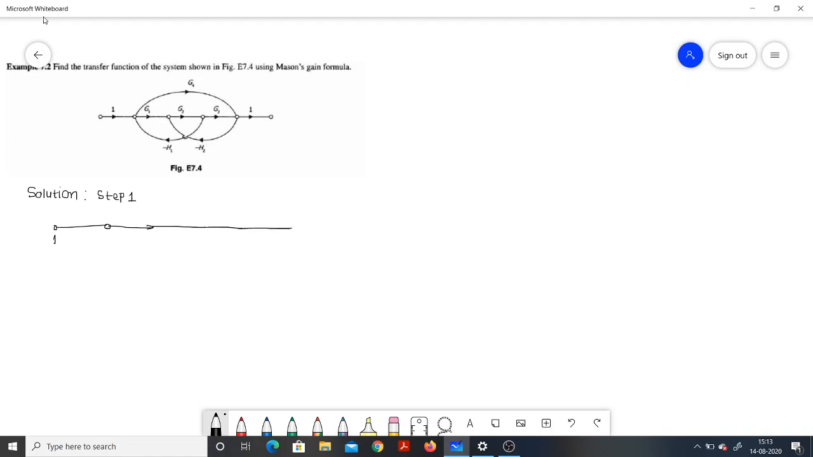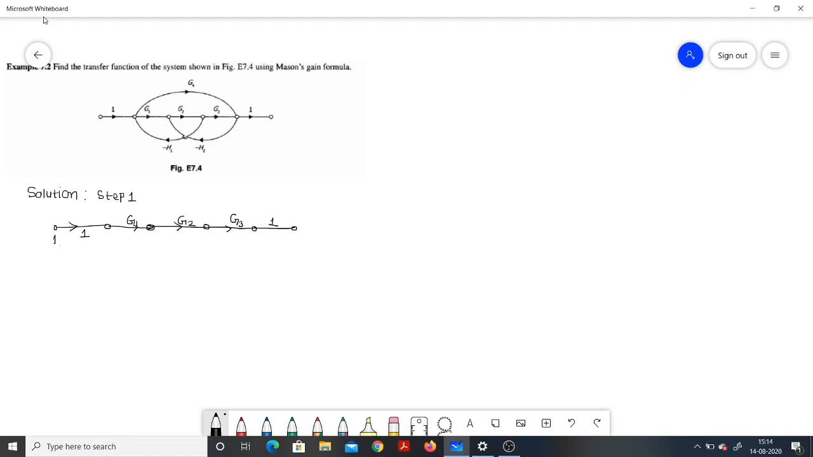So from here to here, the gain is G1, the gain is G2, the gain is G3, and here the unity gain. So this path is from the input node to the output node.